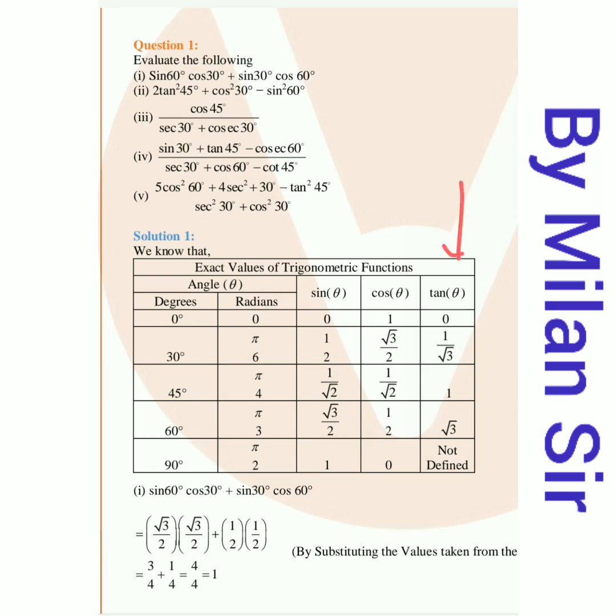This thing I already explained you in theory part. Okay, so tan 0 is equal to 0, tan 30 is equal to 1 upon under root 3, tan 45 is equal to 1, tan 60 is equal to under root 3 and tan 90 not defined.